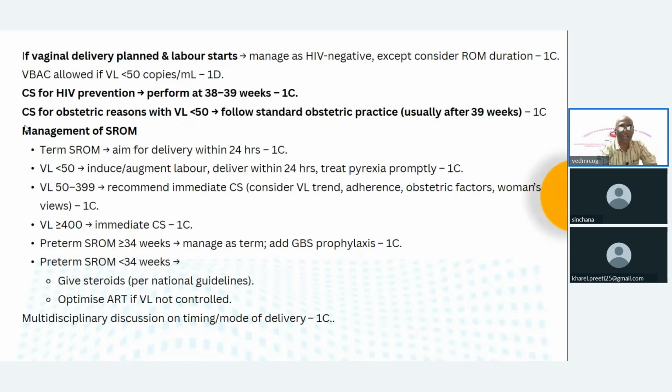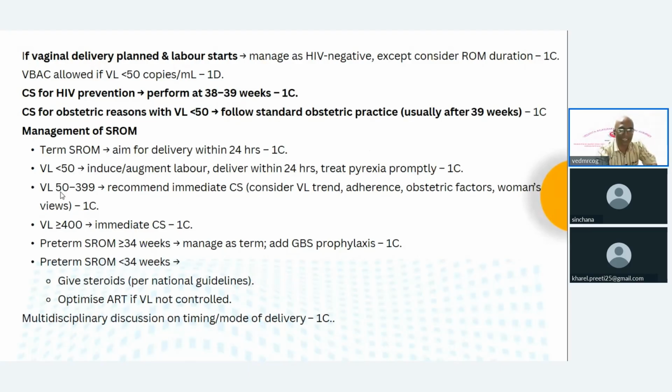Okay. Now coming to the SROM. If there is a spontaneous rupture of membrane. If it is a term SROM, delivery within 24 hours. Patient should be delivered within 24 hours. Now we know if the viral load is suppressed, she can undergo vaginal delivery. But in that particular case, we are not going to wait for spontaneous onset. How many patients will go in spontaneous labor within 24 hours of SROM? Yes, Dr. Sinchana? 60%. But here you will augment immediately and deliver the lady within 24 hours. And if there is a pyrexia, you will treat.